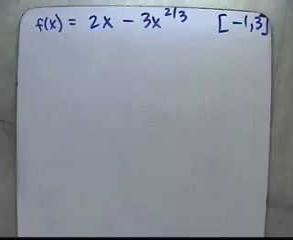So go ahead and see if you can find some critical points there. Friendly reminder, critical points happen where the slope is 0 or where it's undefined.